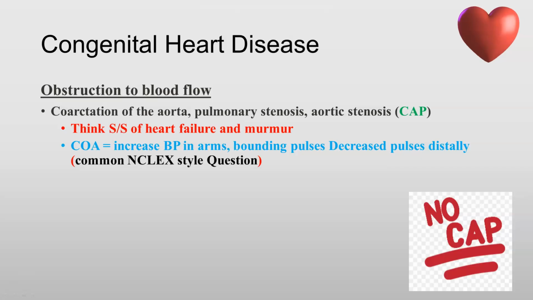Again, let's look at the difference. Coarctation of the aorta will present as an increase in blood pressure in the arms, bounding peripheral pulses in the upper extremities and decreased pulses bilaterally, distally, so the lower extremity pulses. So it's COA again. I have 3 letters and I have 3 assessments. Increase, increase, decrease. Blood pressure, pulses, pulses.